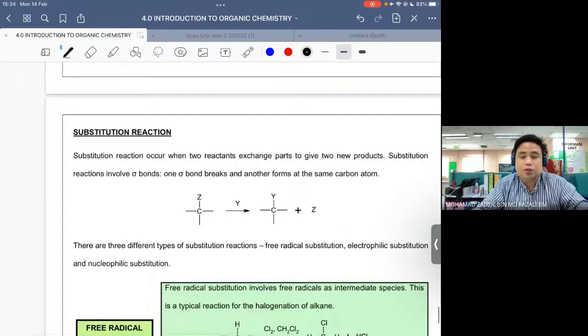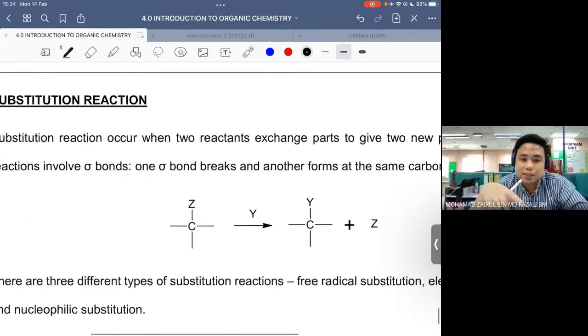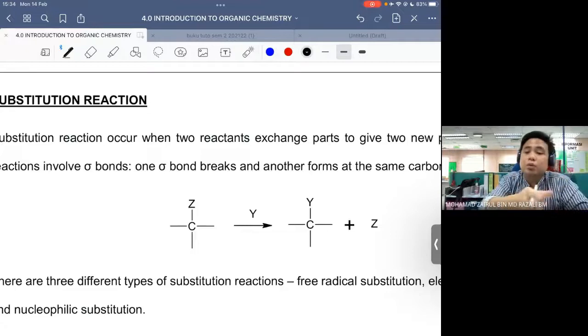Okay, kalau substitution ni, beza dia dengan addition, substitution ni kita tak kacau bond tu. So kalau asal dia ada semua single bond, dekat produk pun semua single bond. Kalau contohnya asal dia ada satu double bond, dekat produk pun kita ada satu double bond. Dalam substitution reaction kita takkan kacau bond tu. Tapi term tu substitute, maknanya kita menggantikan. We just going to substitute one of the atom dalam reactant tu dengan atom yang lain.